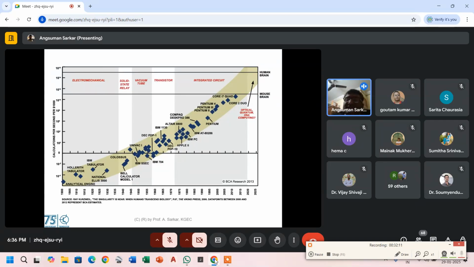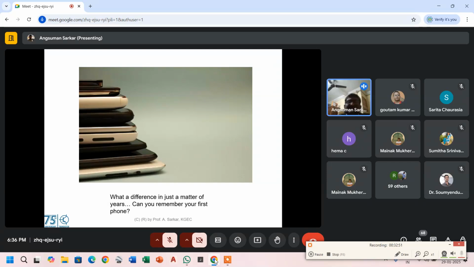And this graph shows up to Core i7 or Core 2 Duo. Later, the number of operations per second keeps growing up toward the human brain. It is crossing the mouse brain, and it is targeting the human brain. The number of operations made by the human brain normally lies in the range of 10 to the power 15 or so. It is approaching that, and that's why DNA computing and optical and quantum technologies are coming into the picture. This is the reason behind it.